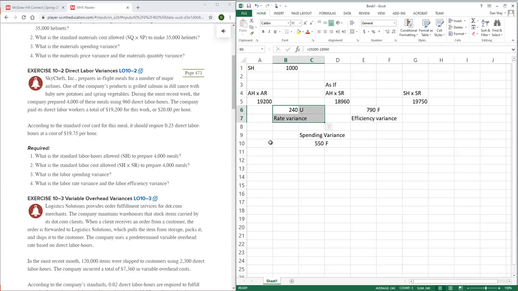And again, that lines up with what we spoke of at the very beginning of the problem. We paid folks on average $20 per hour. We thought we were going to be paying them $19.75 per hour. So yeah, we'd expect that to be unfavorable.